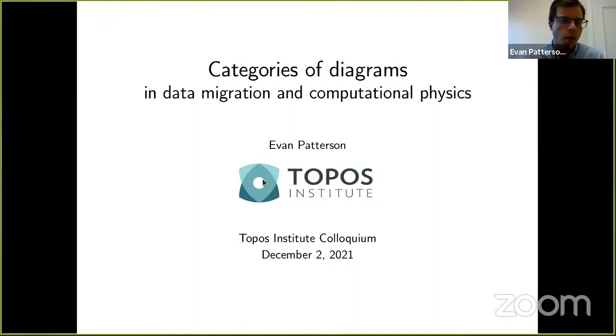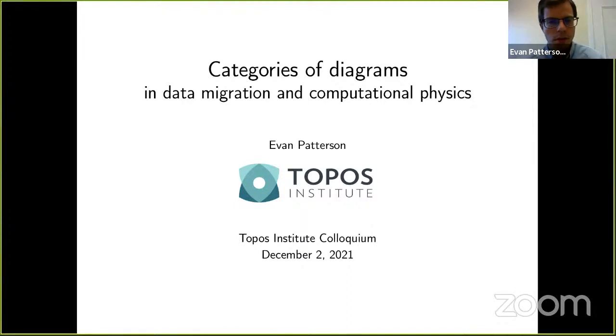Okay, great. So in this talk, I'm going to talk about the interesting categories that one gets by looking at morphisms between diagrams in a particular category. And this will be a fairly application-focused talk. So the main thing I want to do is illustrate how this set of concepts appears in two different applications that I and my collaborators have been working on recently.